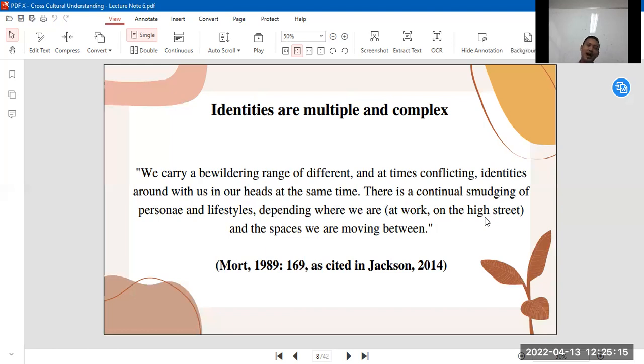And whether we are aware of it or not, each of us has multiple dimensions to our identity. And of course, different in different times and in particular social situations or contexts.